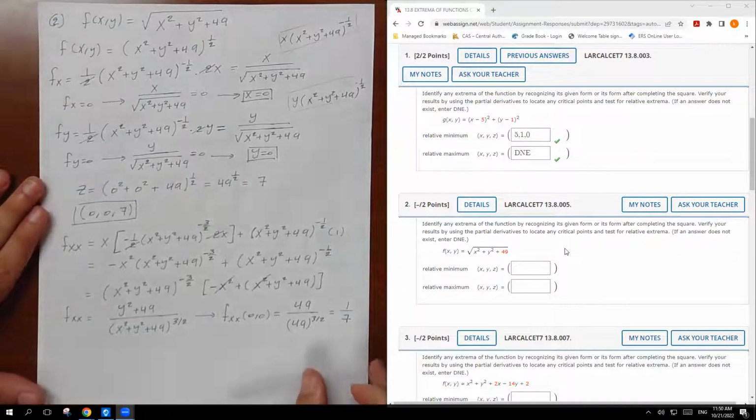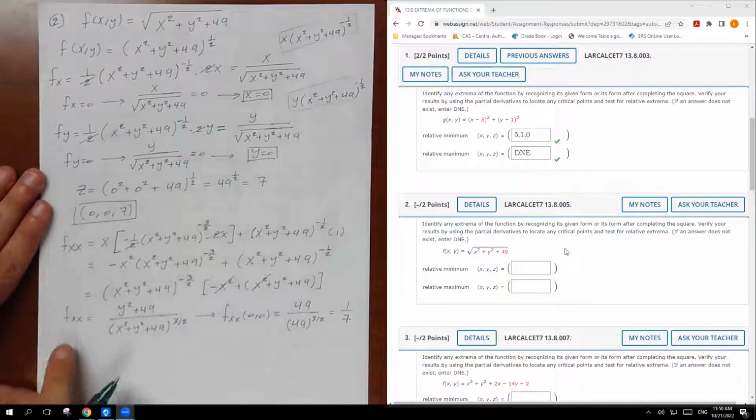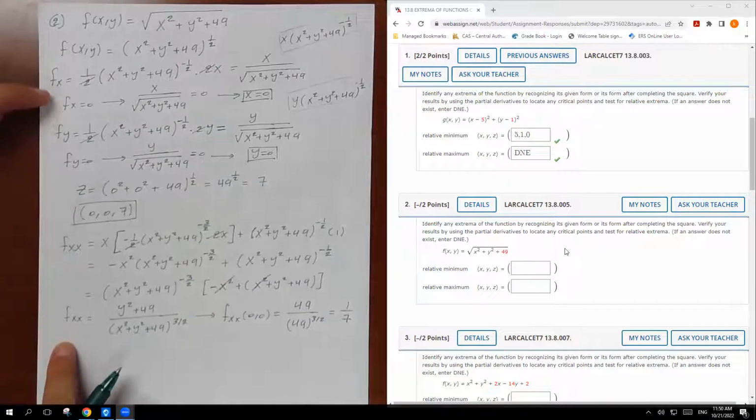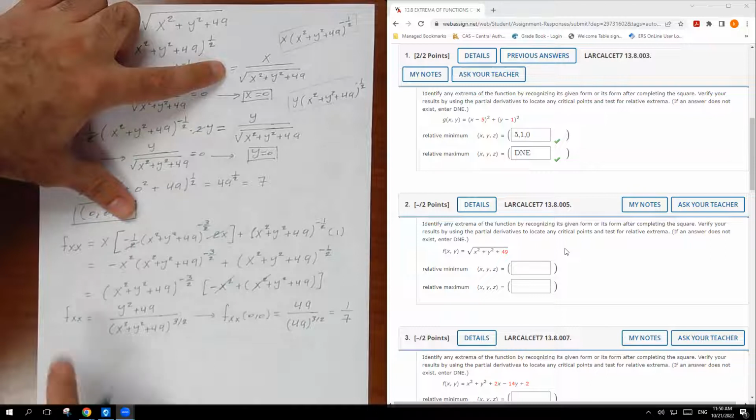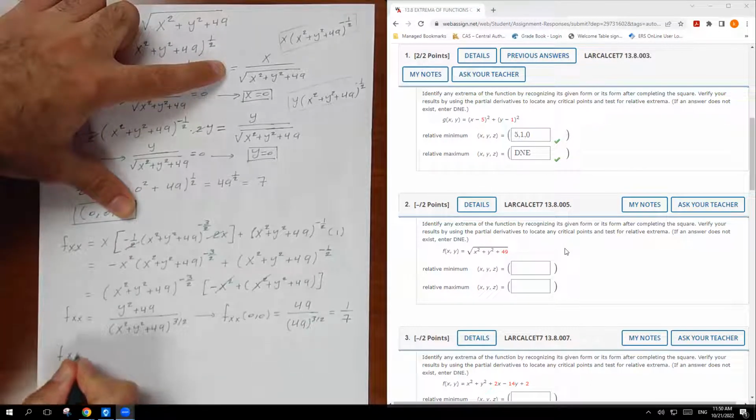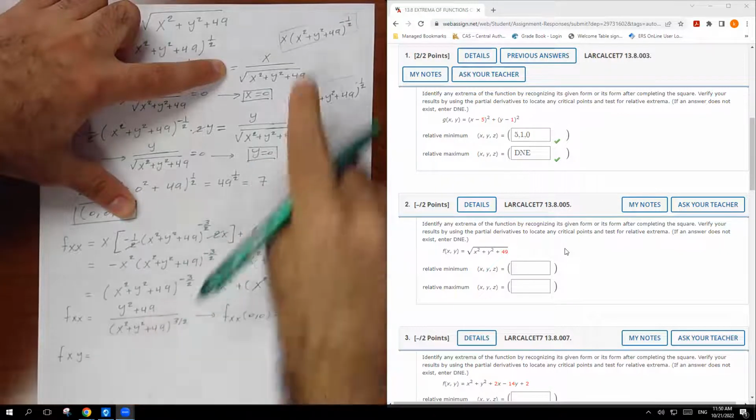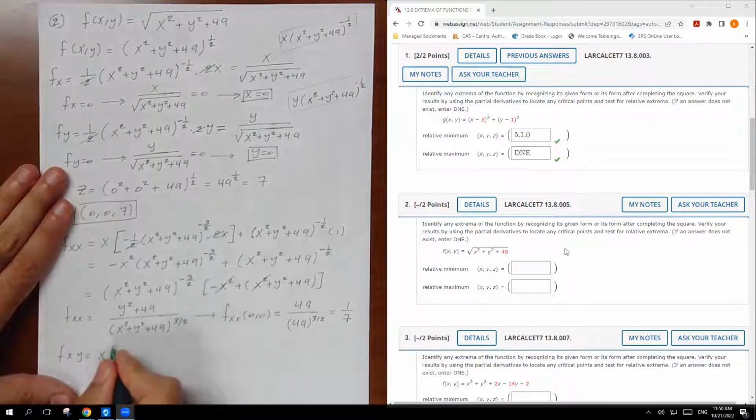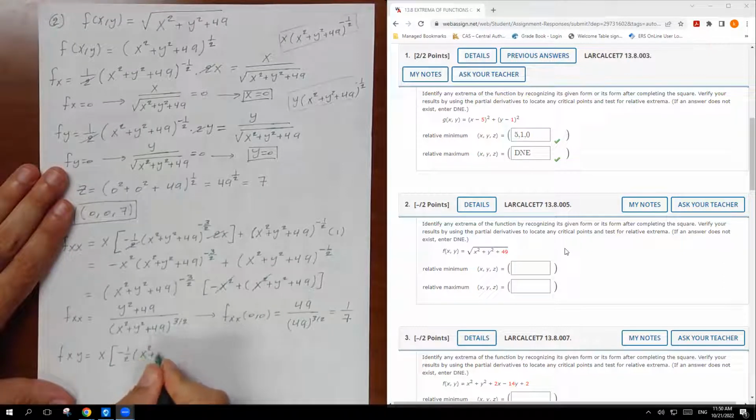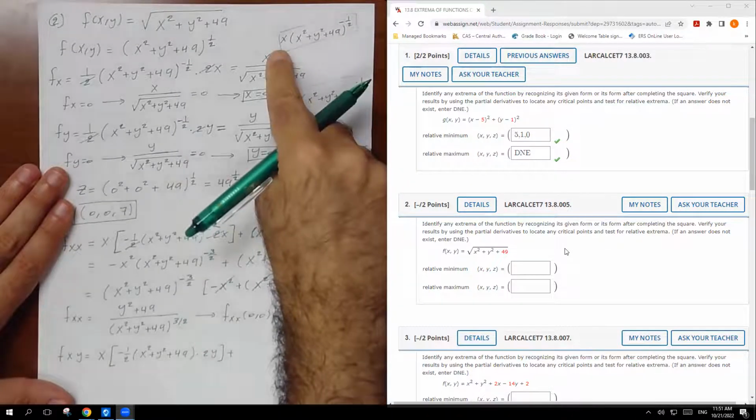Now let's keep going and find the derivative with respect to y of the first derivative of f with respect to x. So f sub x, but I'm going to take the derivative with respect to y. This is a product, so it's the first one times the derivative of the second one, which is x times negative half (x squared plus y squared plus 49) to the negative 3 over 2, times the derivative of the inside with respect to y, which is 2y, plus the second one times the derivative of the first one, which is 0.